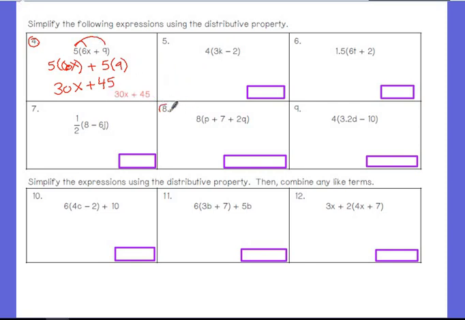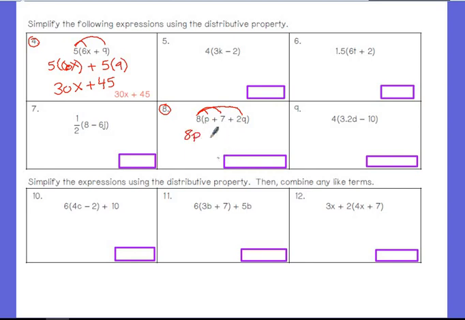Okay, I'm going to do number 8 next. Here I notice that there are 3 terms inside the parenthesis. My distributor is an 8, so everybody is getting multiplied by the distributor of 8. Okay, so I could sit here and write it all out, but math people are lazy. So I have 8 times p, that's understood to be a 1, p. 8 times 1 is 8.